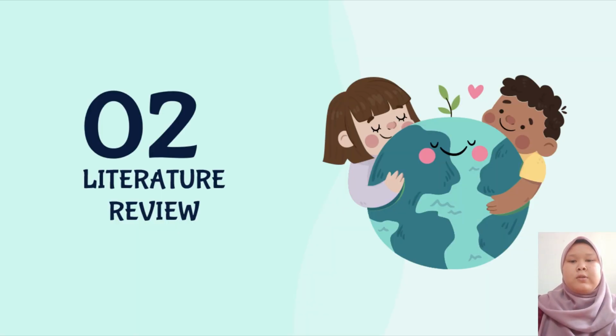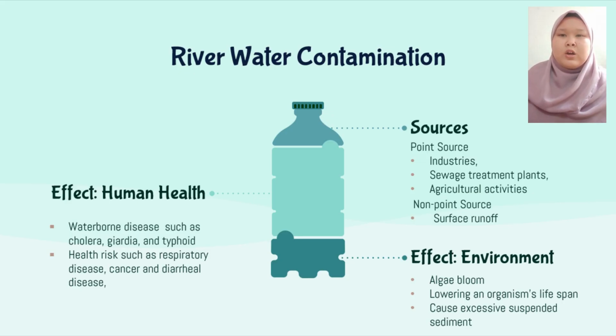We will continue to the literature review. Contaminations of river water can caused by the loadings of organics, nutrients, sediments, and microorganisms in the water. The source of the river water contaminations are divided into 2, which are the point source and non-point source. Point source are the waste that came from the industries, sewage treatment plants, and the agriculture activities, whereas the non-point source are the waste that came from the surface runoff.